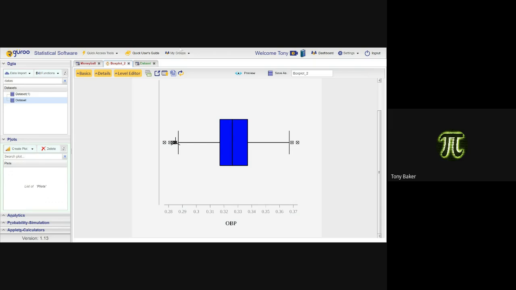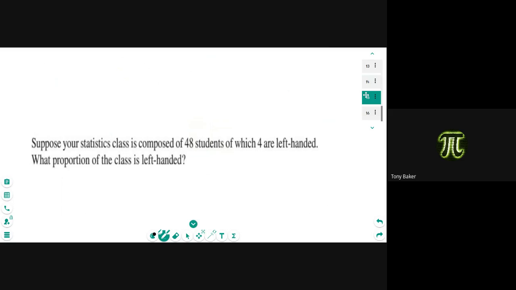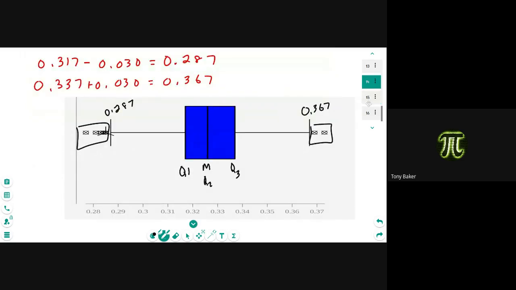Okay. And that's one that you would not be able to do out by hand. You're not doing it by hand. No, you wouldn't do it by hand.